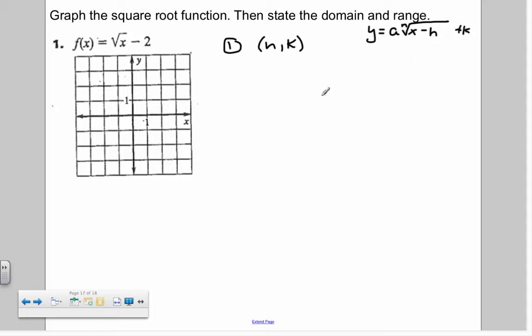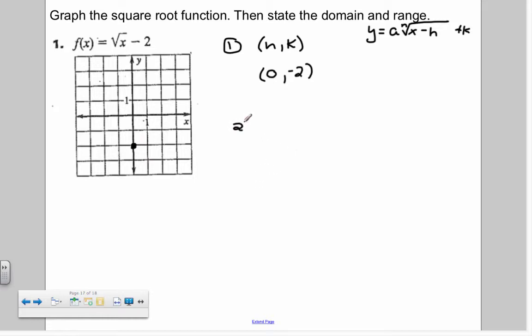So I have to identify the different parts of my root function. And my h and k, my h would be inside the square root or the root function, and then the k is outside. So inside the square root I have nothing, so I have a 0. And then outside I have negative 2, which is my k. So my starting point for this graph is 0, negative 2. 0, negative 2, put my point.